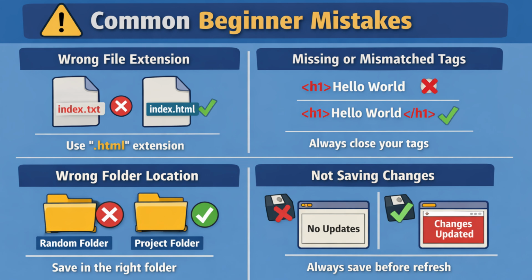Remember, mistakes are part of learning. The key is to check your code carefully, save often, and keep practicing. Over time, these habits will make coding much easier and more enjoyable.